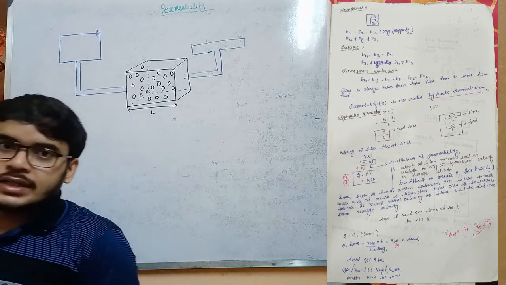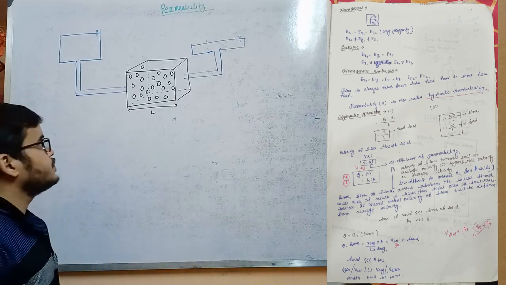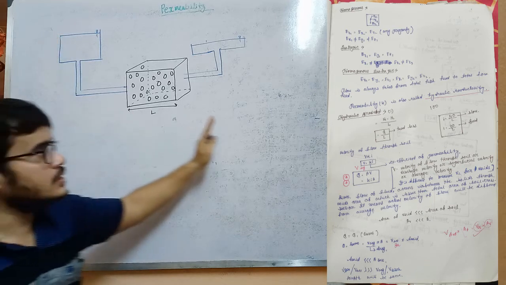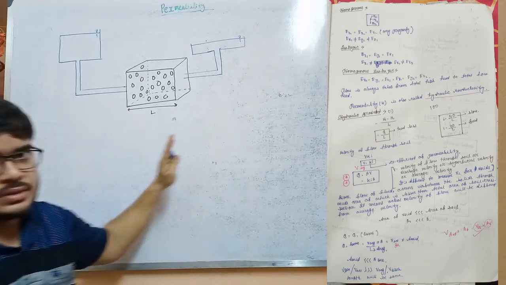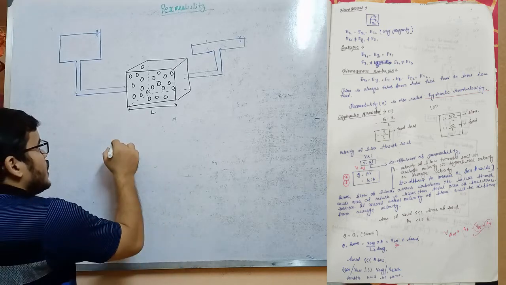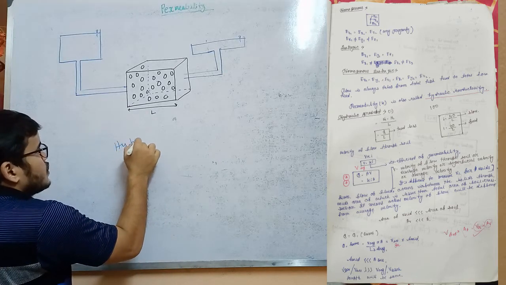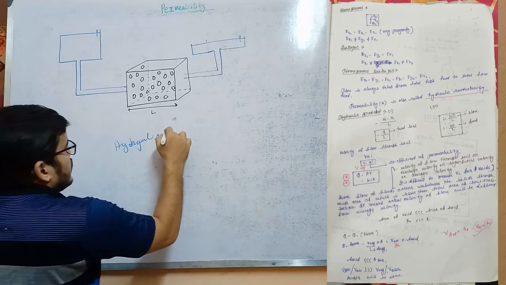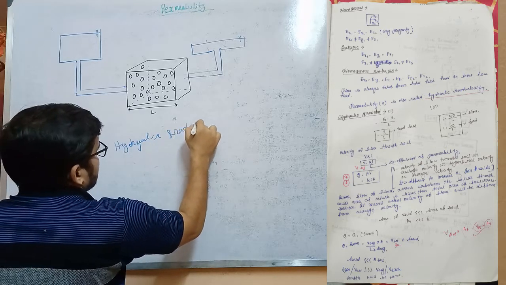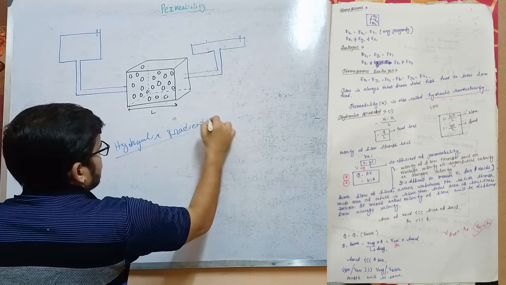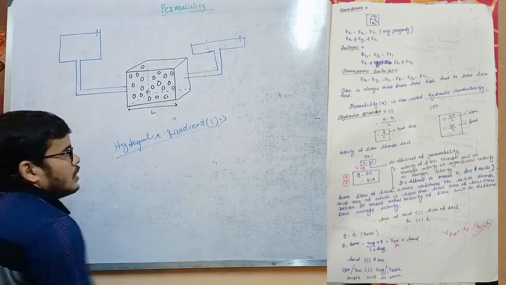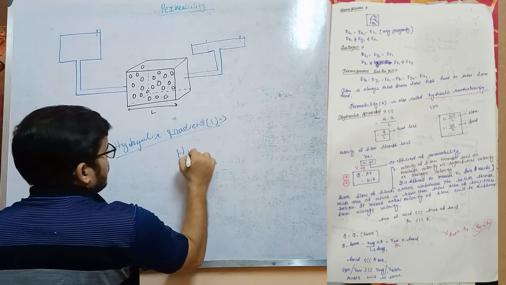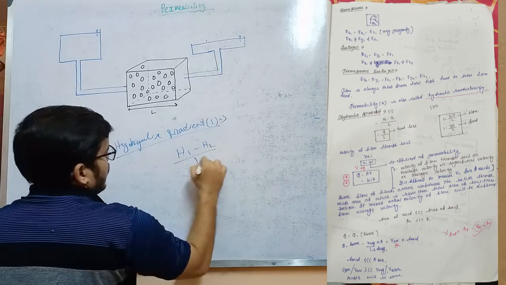This is a very important thing, hydraulic gradient. And now we will understand this picture. Okay. The first thing is hydraulic gradient, I. Hydraulic gradient I means H1 minus H2 by L.